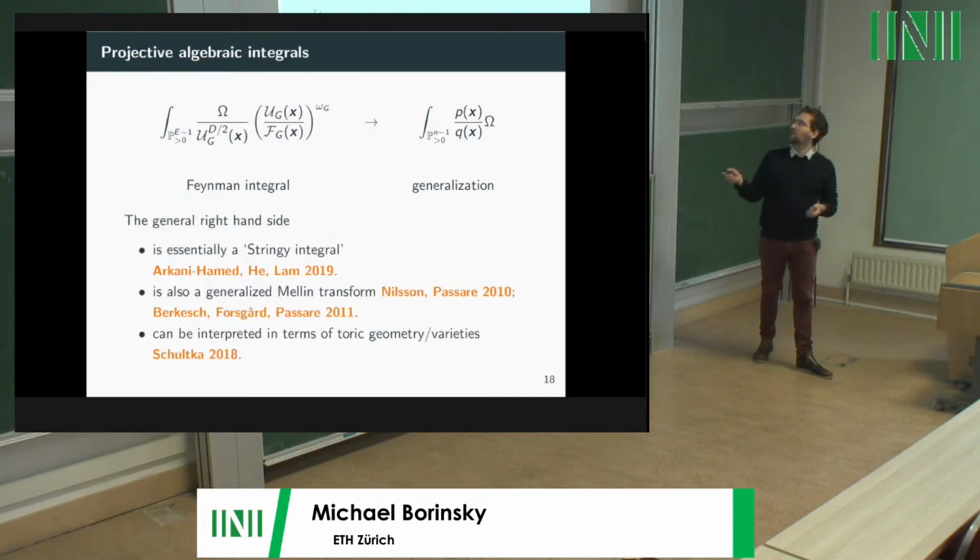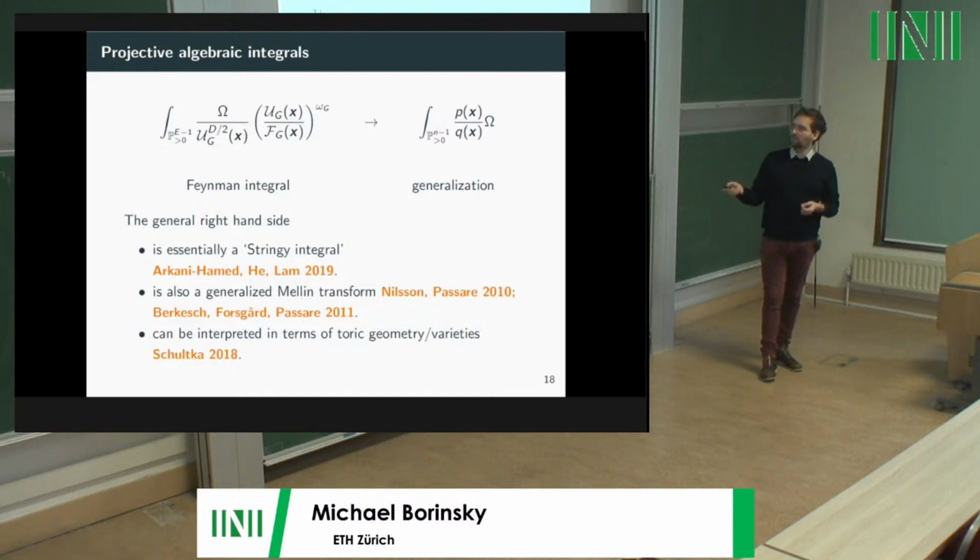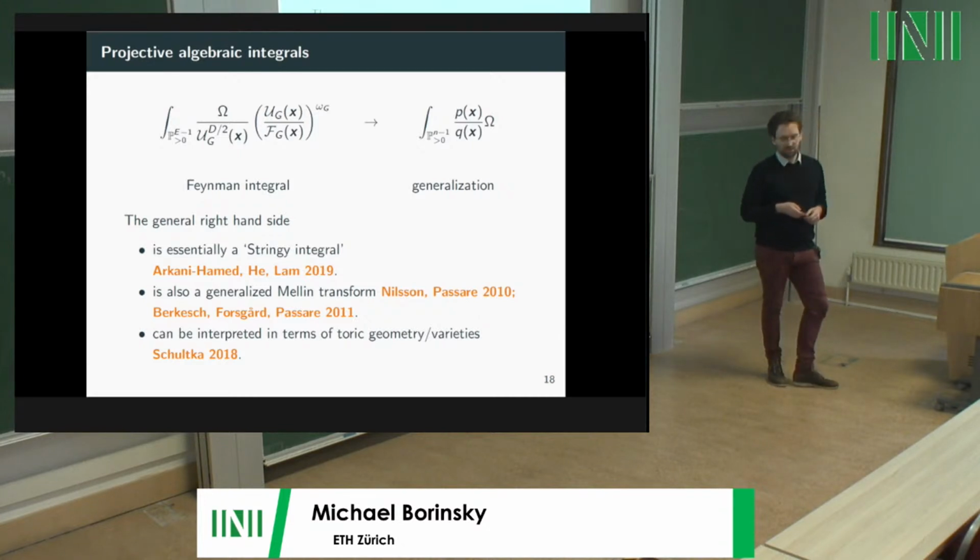I also want to mention that these kinds of integrals appear in many other contexts. They also appear in string theory a lot. They are stringy integrals by Arkani-Hamed and Lam. They are also so-called generalized Mellin transformations, and there is a series of very nice works by Passare and people around him in the early 2010s. And we also have an interpretation in terms of toric varieties and toric geometry.